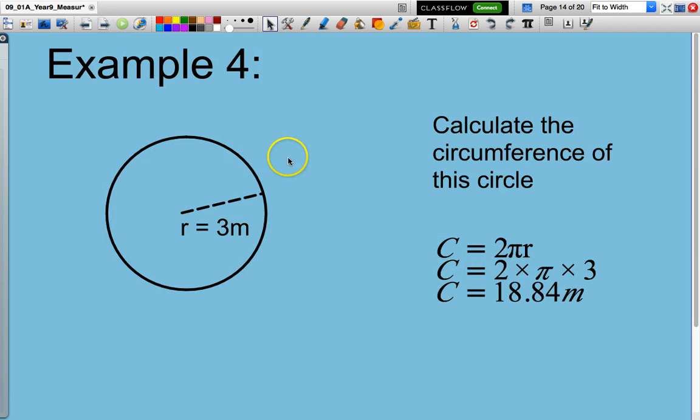Next example, calculate the circumference of this circle. Well, circumference of the circle is 2 multiplied by pi multiplied by r. Substitute those numbers into the equation. Well, radius equals 3, that's my r, and I would get pi from my calculator, so I'd end up with 18.84 meters if I was writing this to 2 decimal places.